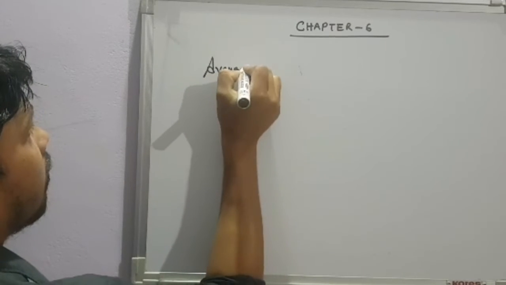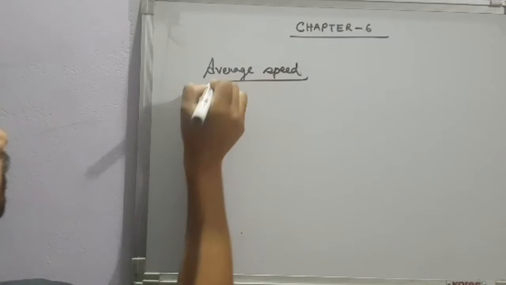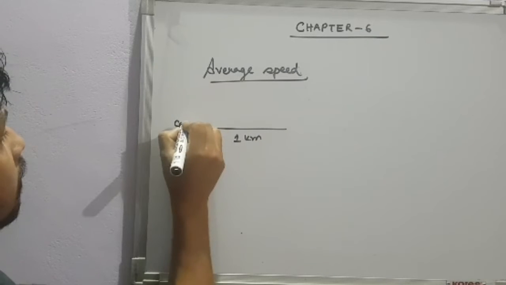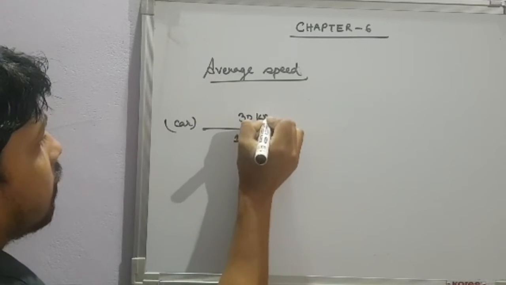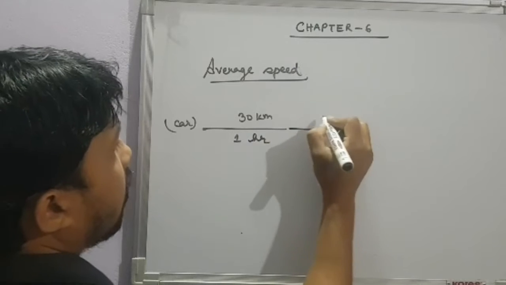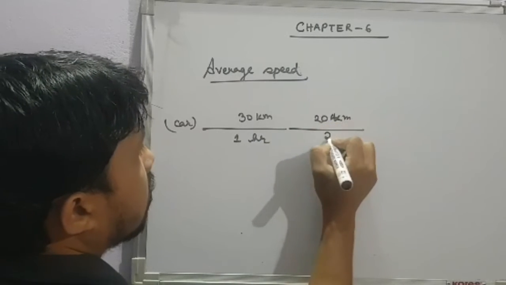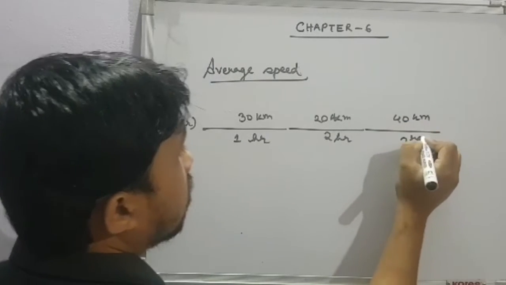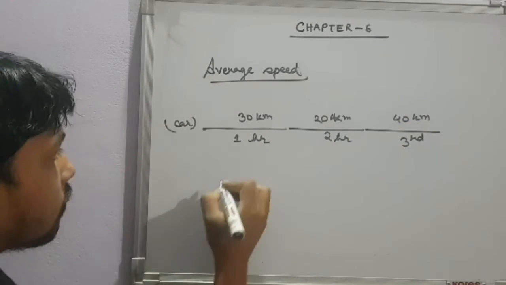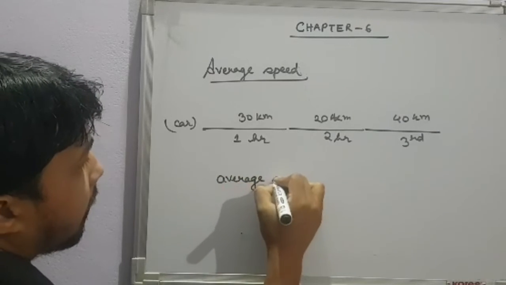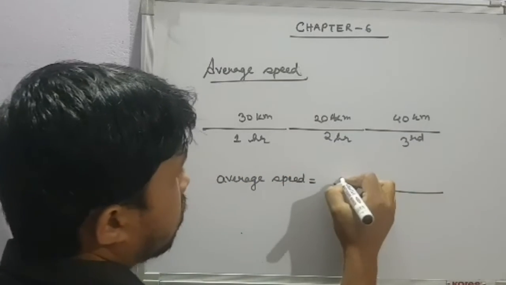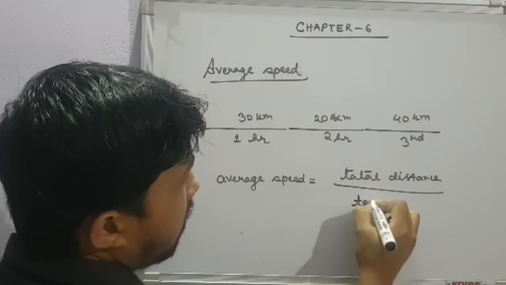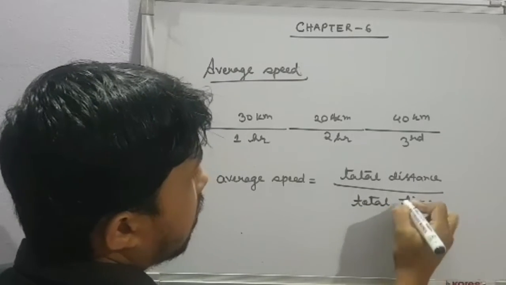So the concept of average speed. Let's take an example. Suppose a person is traveling, let's take a car, will be better. So a car is traveling, suppose 30 km in the first hour, and then another 20 in the second hour, and suppose another 40 in the third hour. So how will I find my average speed? To calculate the average speed, all you have to do is to calculate the total distance the car has traveled and then divide it by the total time that the car has taken.